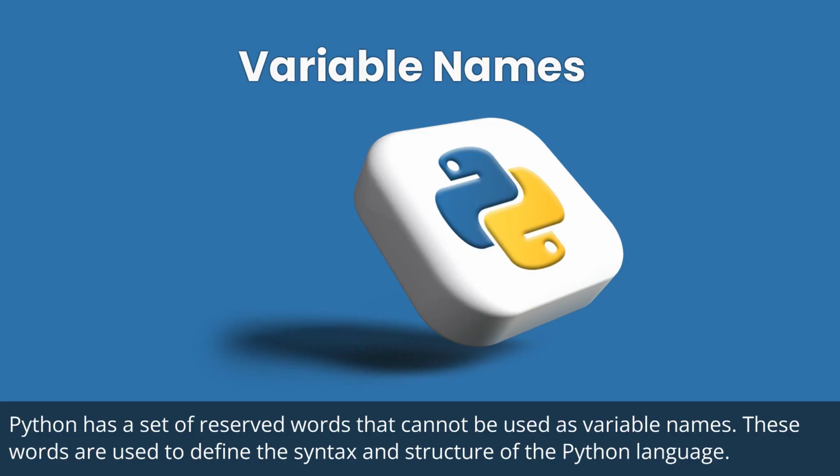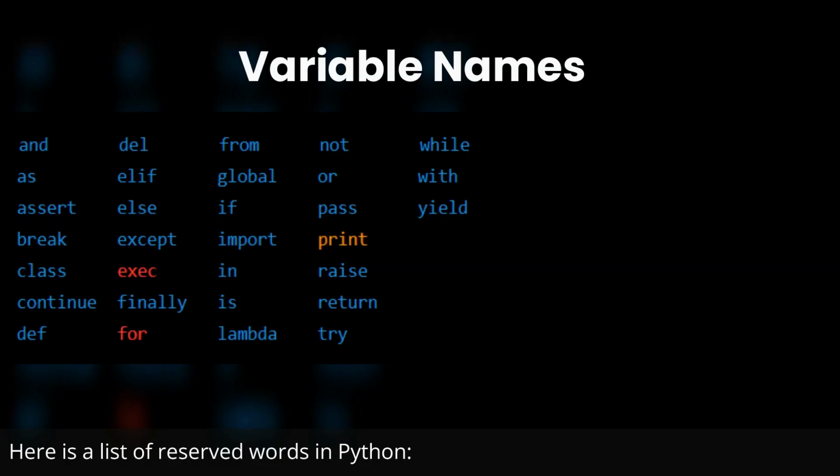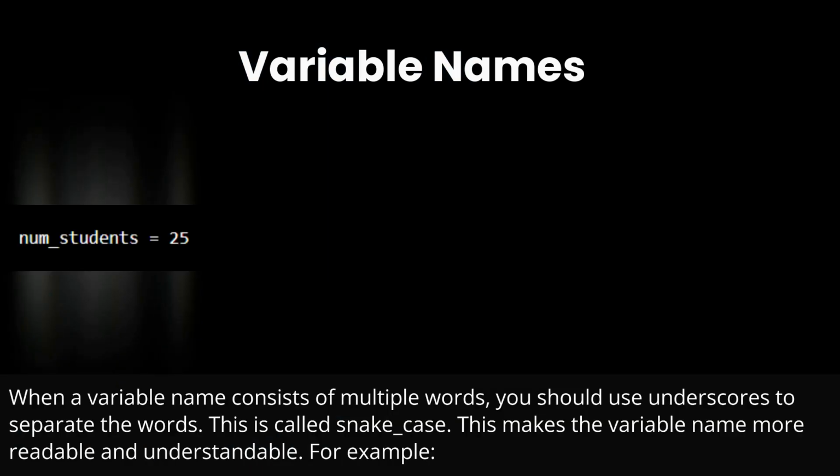Python has a set of reserved words that cannot be used as variable names. These words are used to define the syntax and structure of the Python language. Here is a list of reserved words in Python. When a variable name consists of multiple words, you should use underscores to separate the words.